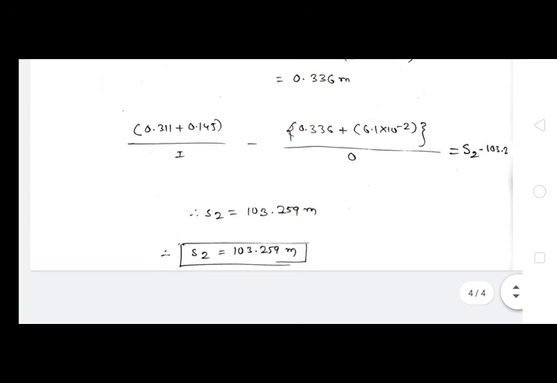So S2 is equal to, if we calculate the whole thing, S2 is equal to 103.259. So the increased value after 1 month will be 103.259. S2 is equal to 103.259 meter.